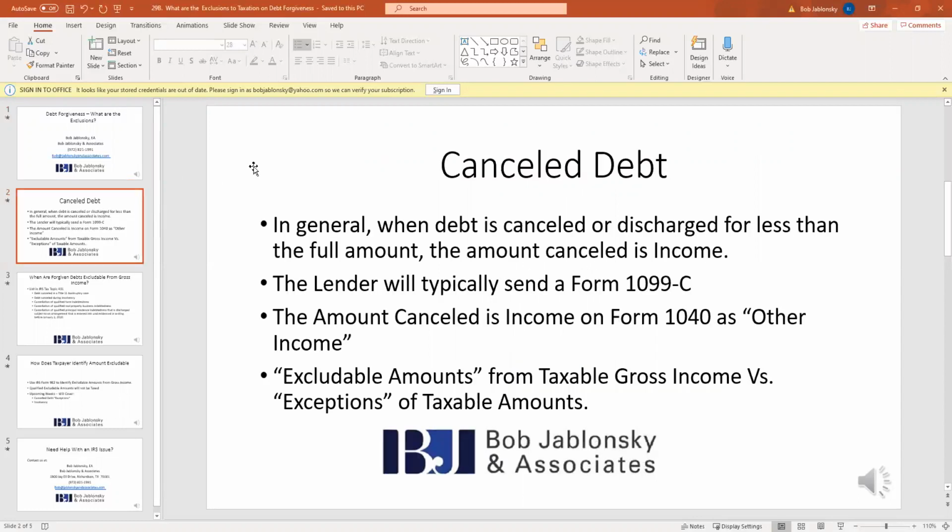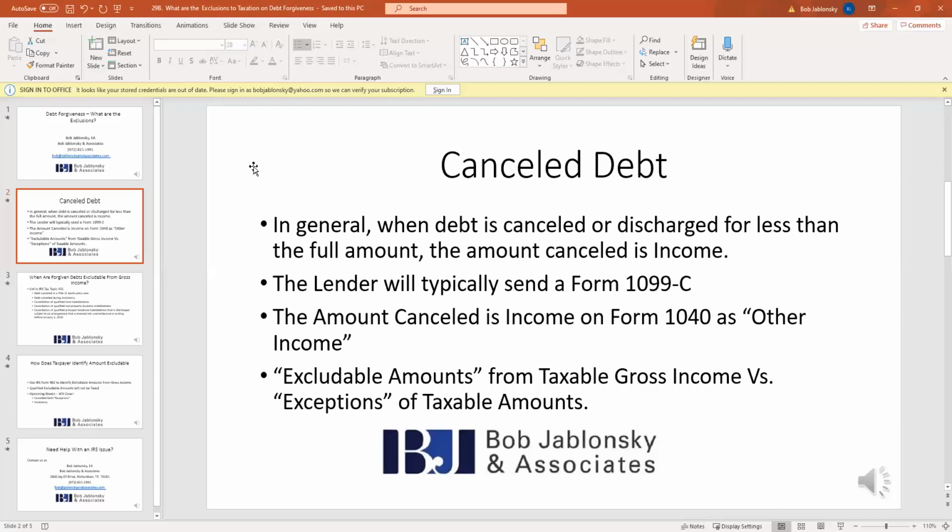Canceled debt, in general: if you are the beneficiary of canceled debt, that cancellation of debt is income to you, as a general rule. If you have it from a lender, the lender is often going to send you a Form 1099-C, and the amount that's canceled is going to be reported as income on Form 1040 under other income.